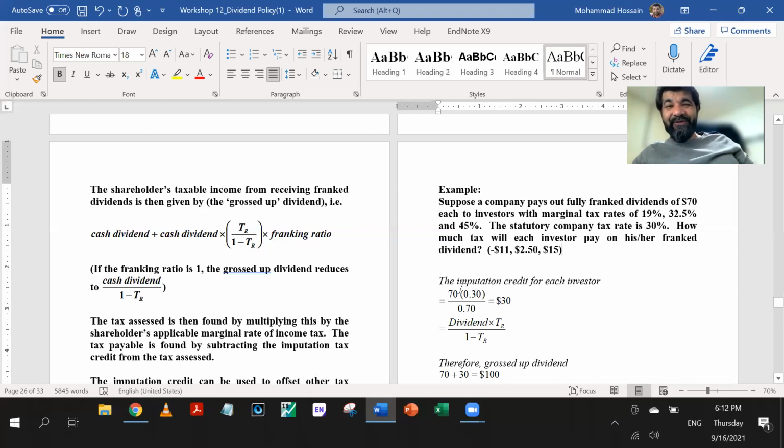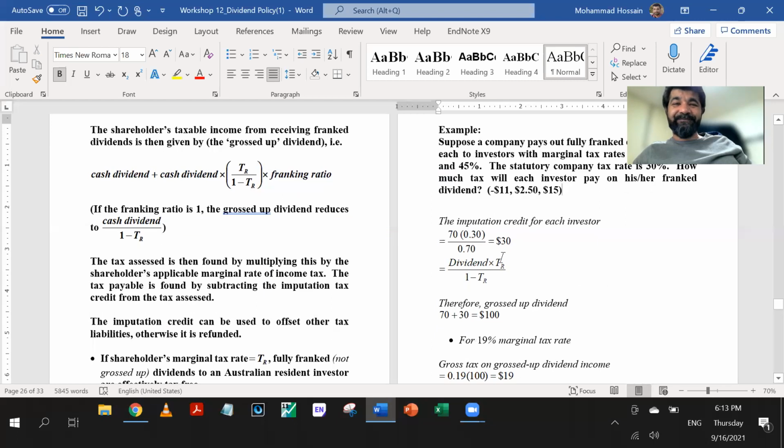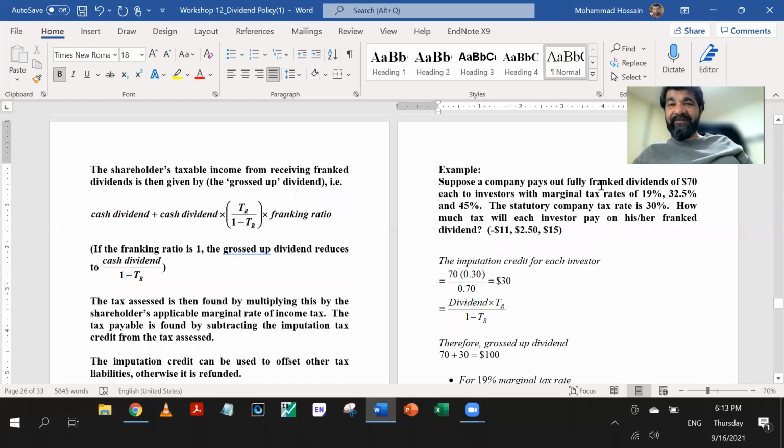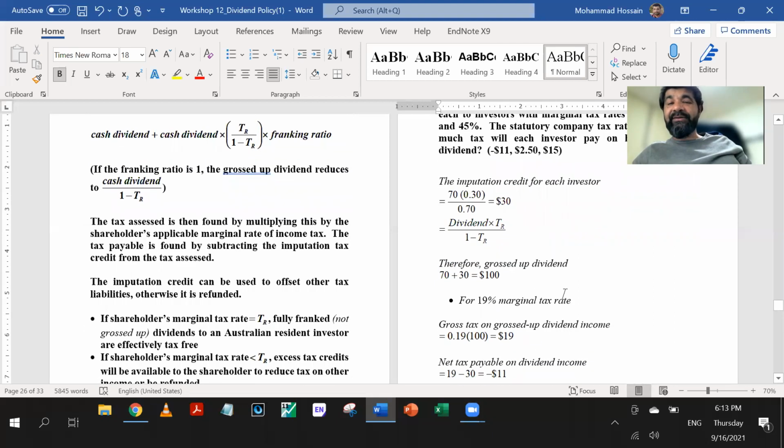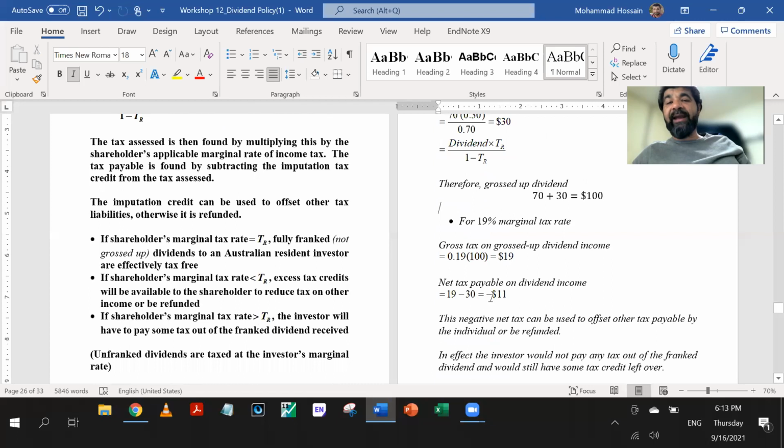Okay, it says the imputation credit for each investor will be this. The franked dividend of $70, multiplied by 30% divided by 70, will be $30. So it means $30 is the tax paid. Okay, as I said, this is the credit you have been given. They have given you $30 of tax. Then what is your gross income? What is total income? Gross income of $100 is your total income, like the example I just mentioned a couple of minutes ago. Then you say that your tax rate is 19%, then you can receive $11 back.